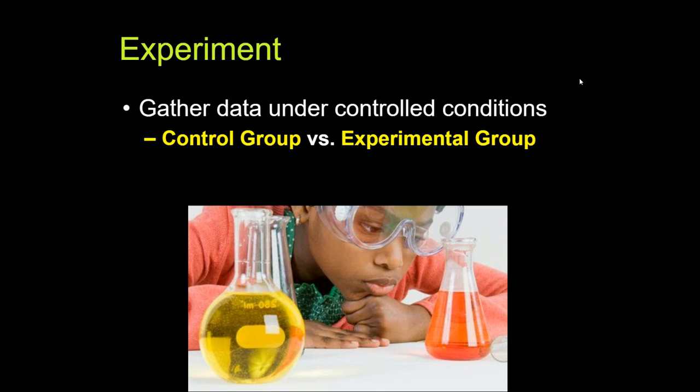So then you carry out your experiment. You gather data under controlled conditions. You have a control group versus an experimental group, and it's important to know the difference between the two. A control group is a group that is not being manipulated. The experimental group is the one that's being manipulated with variables.